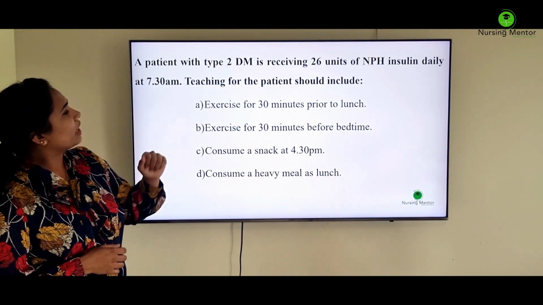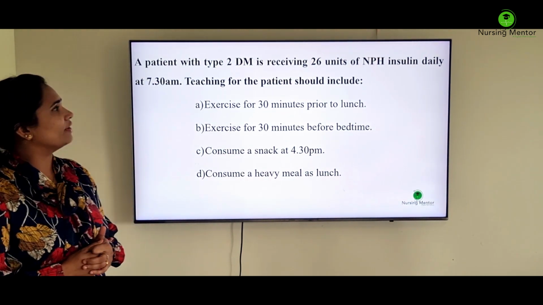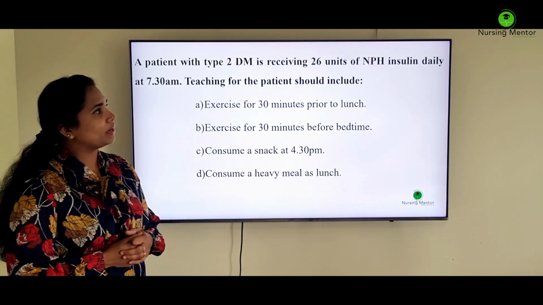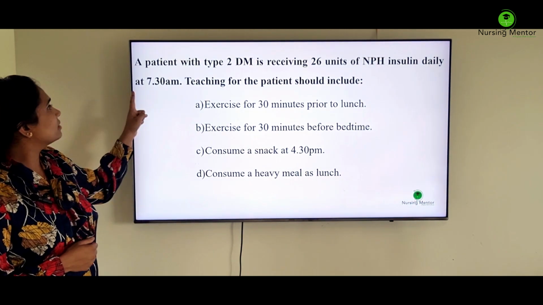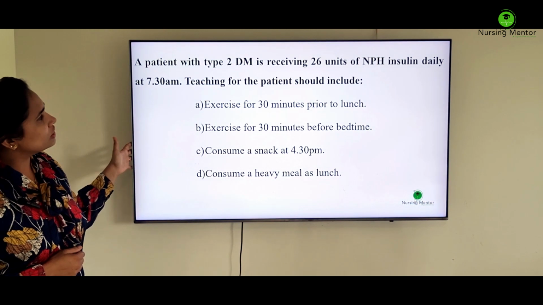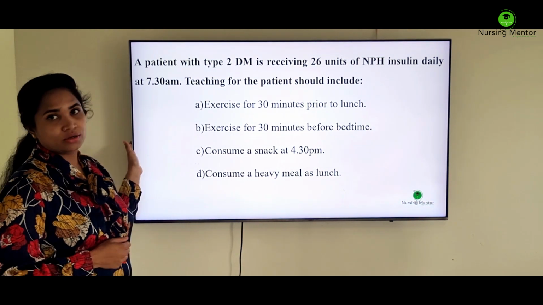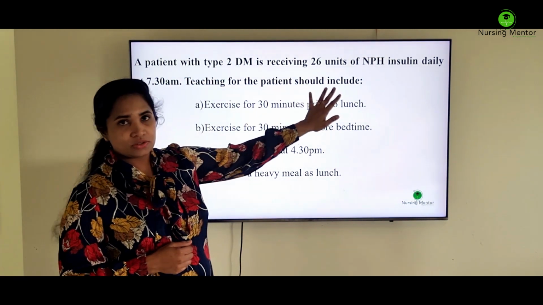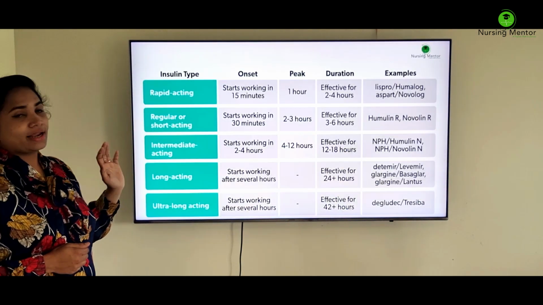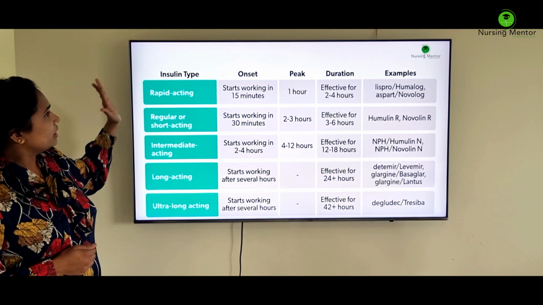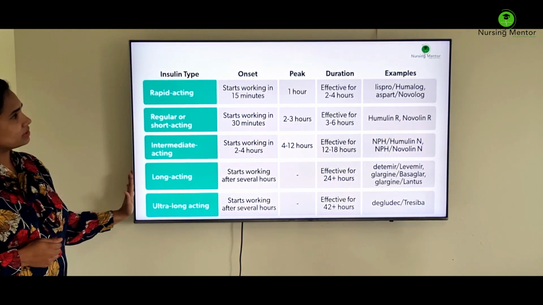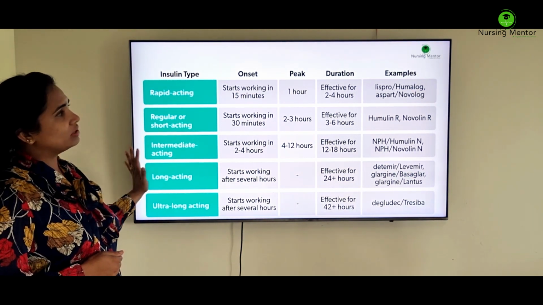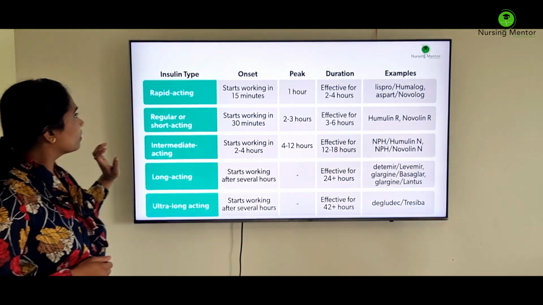A patient with type 2 diabetes mellitus is receiving 26 units of NPH insulin daily at 7:30 a.m. Teaching for the patient should include: NPH insulin is an intermediate acting insulin. Let's go through the insulin types and see how the action times are.